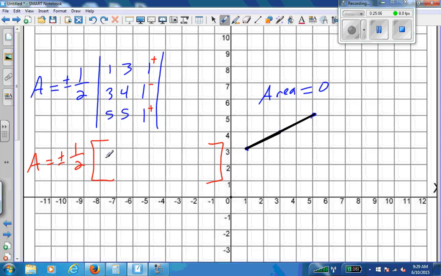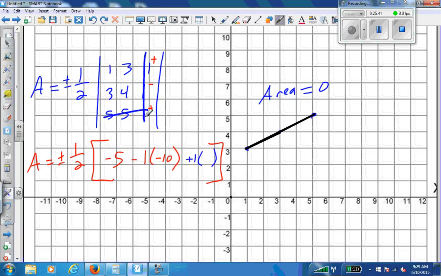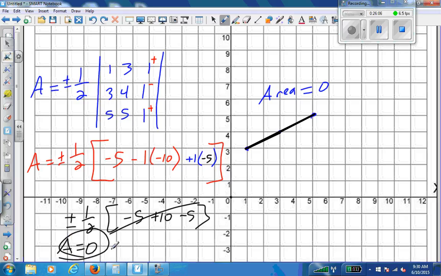So it's positive 1 times, cross out row and column, 15 minus 20, minus 1, cross out row and column, 5 minus 15, and then the last one, positive 1 times, cross out row and column, 4 minus 9, negative 5. So inside we get minus 5 plus 10 minus 5. Minus 5 and minus 5 is minus 10 plus 10, so that's 0. And 0 times anything is 0. So yes, notice we get an area of 0.